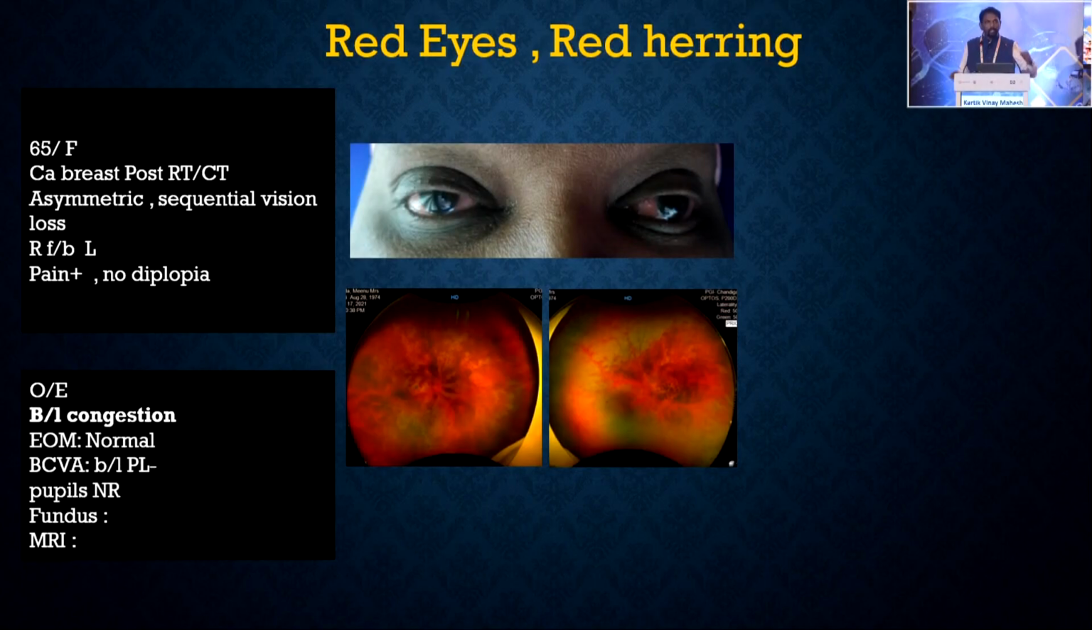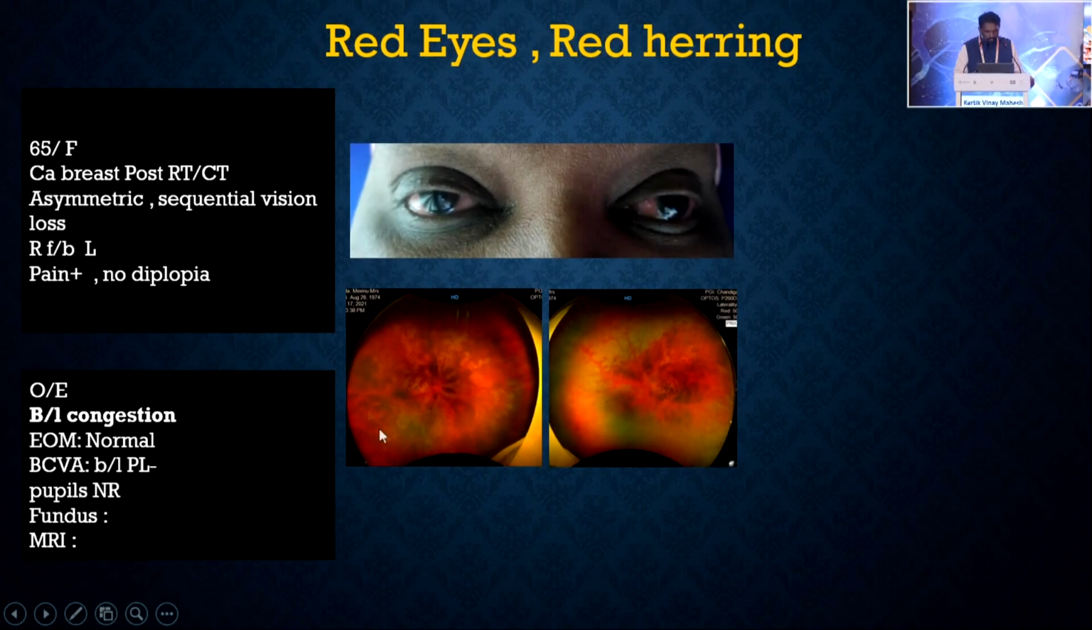So whenever you have associated symptoms like redness, blurring of vision, you always think of primary ophthalmic disorders. So in this case, we have a 65-year-old female, CA breast survivor on chemotherapy, radiotherapy. She comes to you with asymmetrical sequential vision loss, right followed by left. She has some pain in her eye movements. You see the eyes are congested bilaterally.